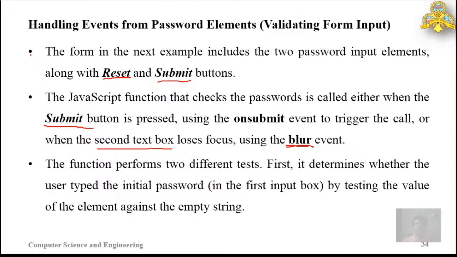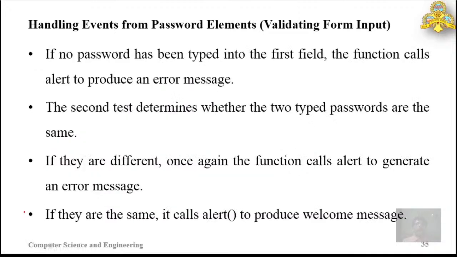So the function has to be checked, and here it performs 2 tests. One is whether the initial password is blank or not. That means if I did not enter any characters, that will be checked here. If no password has been typed into the first field, it has to automatically display an error message. In the second test, we check whether the two typed passwords are the same or not. If they are not the same, then again it has to use the alert method to generate an error message.